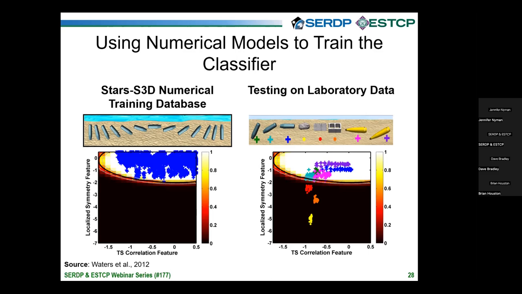Let me just focus on the image on the right, which basically is taking a structural acoustics feature called correlation, and another structural acoustics feature called localized symmetry, and plotting up the response in a probability density sense of those items. And what you see is that the UXO separate quite well in this feature space against items like cinder blocks and rocks that are sort of the size of a UXO and so on and so forth. We're able to observe this trend in both numerical databases as well as the physical databases taken in the library.